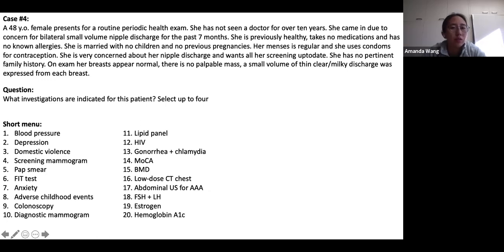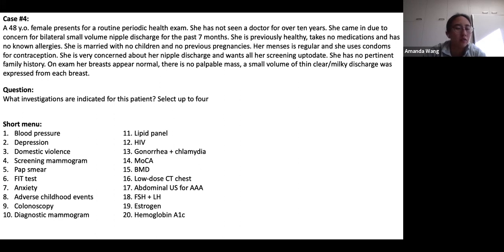Okay, so we'll go through a review of case 4. Basically, you have a middle-aged woman presenting for a routine health exam who hasn't been to a doctor in a long time, and she's got some bilateral small volume nipple discharge, otherwise healthy, married, with regular periods, and uses condoms. She's obviously very worried about this discharge and she wants screening updates. So you ask, what is indicated for her?